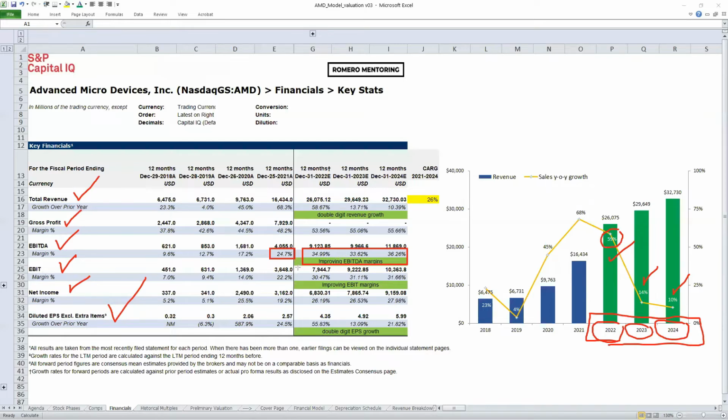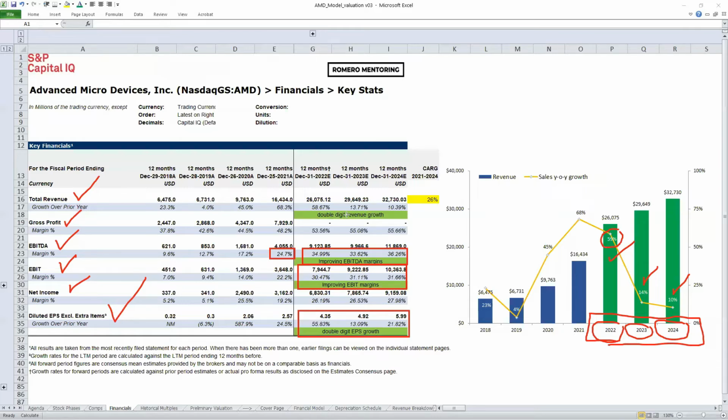Take a look at EBIT. Same story. EBIT is improving, okay? Take a look at earnings per share. Look at earnings per share growth, double-digit EPS growth. So this is positive. So the financial profile of AMD, looking at the next 12 to 24 months, is positive, very healthy, and very strong top-line revenue growth this year and next year. And again, EBITDA margins are continuing to improve. So this is all positive for the stock.